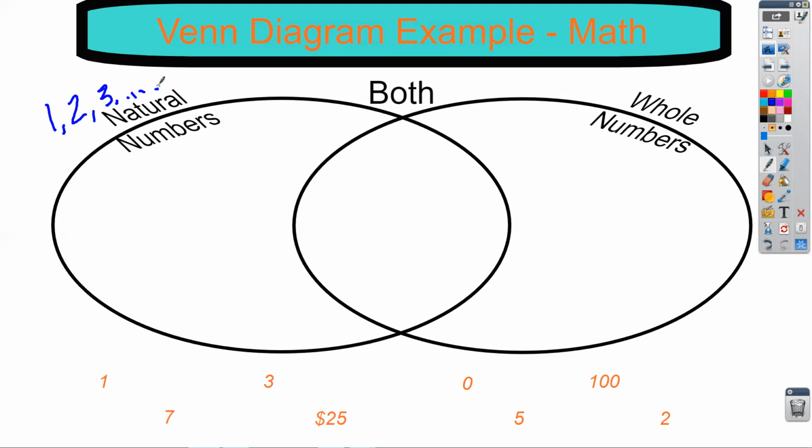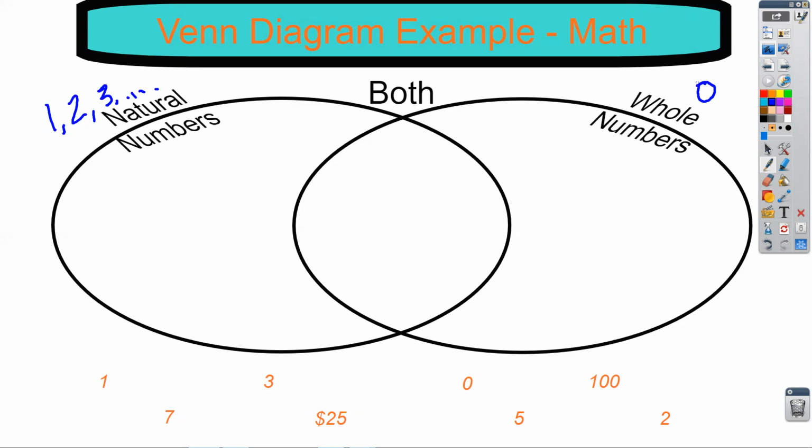Whole numbers are the exact same thing as natural, except the one and only difference a whole number has is now the number 0. So as a toddler, you learned to count with 1, 2, 3, and so on. And then as you got a little older, you learned about the concept of nothing, of 0.